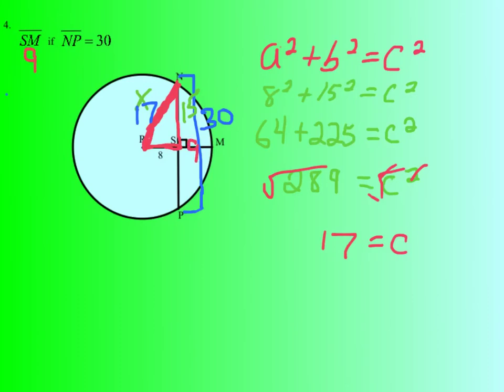I'm sure you can verify that. 9 plus 8 is 17. We just found out that this side is 17. They match. They better match. They're both a radius.